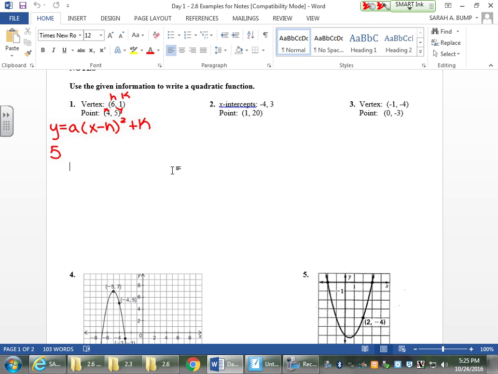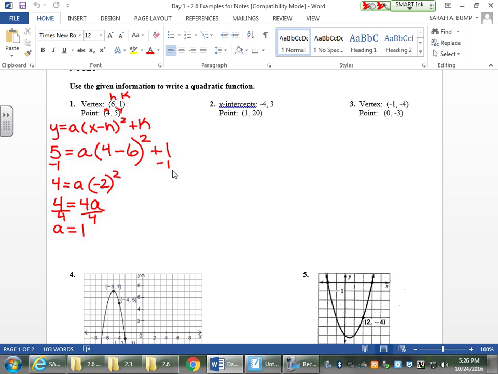In for y, we're going to sub in the 5 from our point. We don't know a. X is going to be the 4 from the ordered pair, minus our h value of 6. This is then squared, and we have plus our k value of 1. We've got to simplify this down and isolate a to figure out what it equals. I'm going to subtract the 1 to the other side, and also simplify inside those parentheses. 4 minus 6 is negative 2 squared. When you square the negative 2, it will become positive 4. Instead of writing a times 4, I'm going to write 4a. Then if you divide both sides by 4, you will see that our a value is equal to 1.